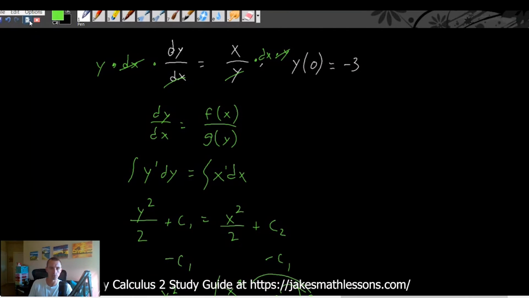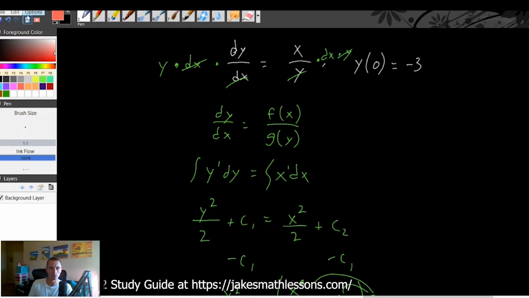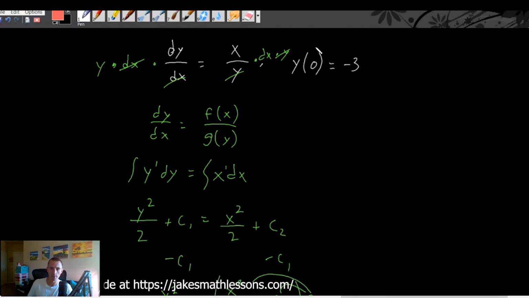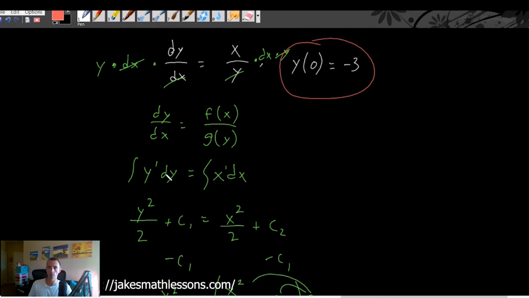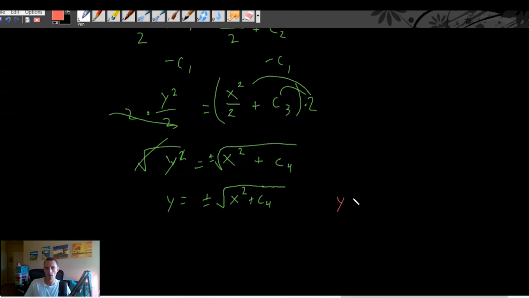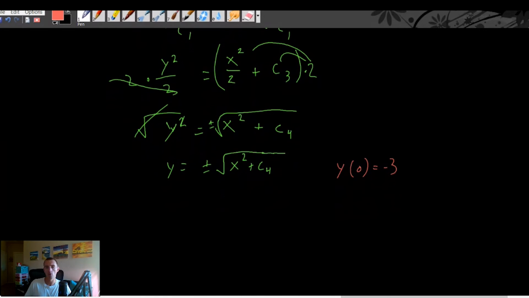Okay, so our initial condition, let's deal with that. So first of all, this is the part of the problem that we were given that is our initial condition. It tells us that y of 0 is -3, okay? I'm just going to write that down here. y of 0 is -3. What does that mean? Well, it means that when you plug 0 into our function y, we get out -3.